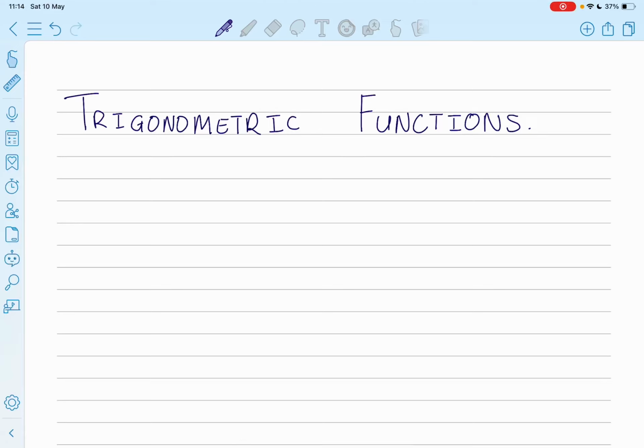Hi there! In this video, we'll be continuing with trigonometric functions and we'll be now looking at the graph of cos theta. So let me begin. So y is equal to cos theta. And we're going to draw this for theta being an element between 0 degrees and 360 degrees. And this is our domain.